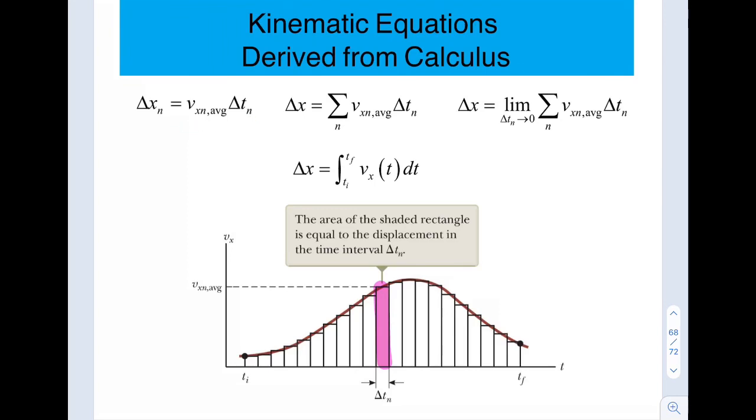If you want the total delta x from t initial up to t final, you're going to do a summation of V times delta t. When you are doing summation, it means that you are adding them part by part.